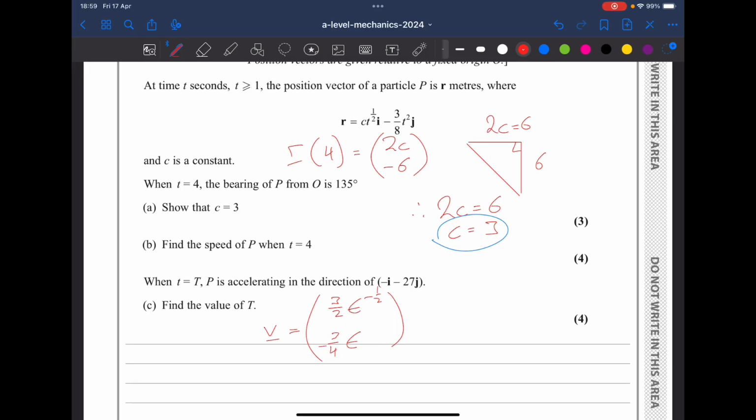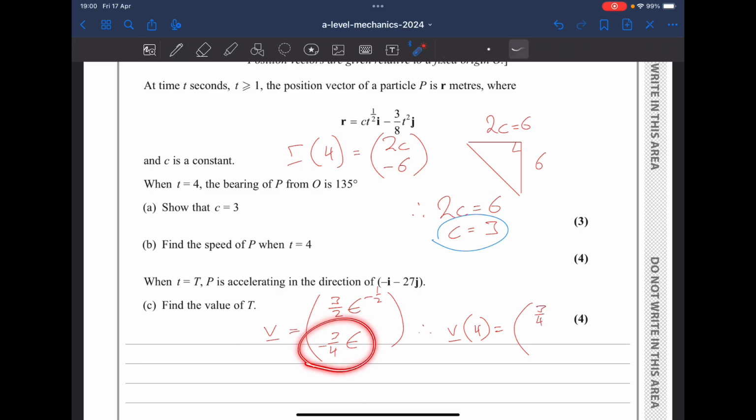We want to do that when t is 4. So let's plug in 4 into there. What does that give us? So square root of 4 is 2. 1 over 2, so flipping it over, 1 over 2. Times by that, it's going to be 3 over 4.